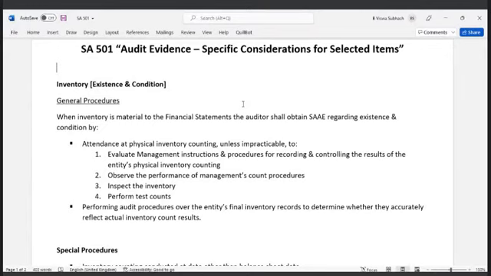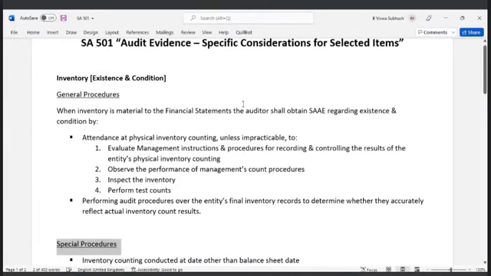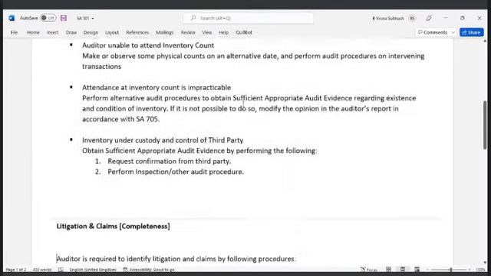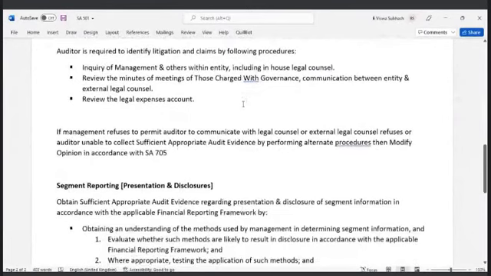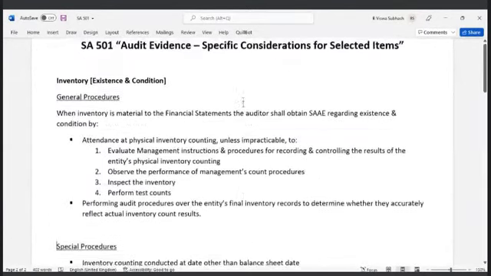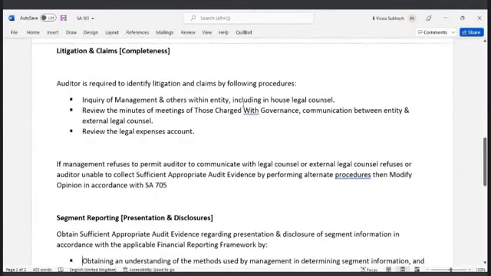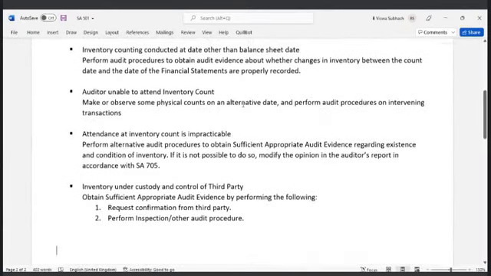Okay, sir. So in the last class we were done with SA 500. Let's start with SA 501. It's the same standard but a little extension which deals with three specific aspects. One is inventory, one is legal claims, and then the other is segment reporting. These are the three things that it deals with: inventory, legal claims, and segment reporting.